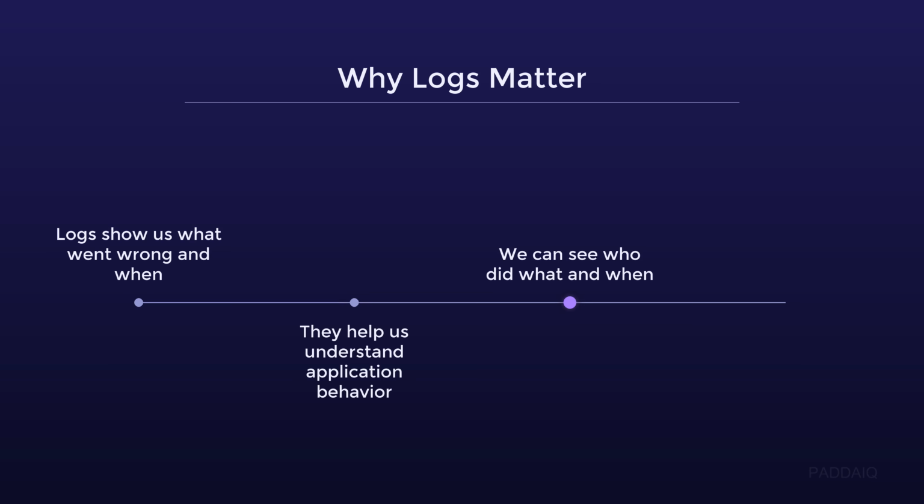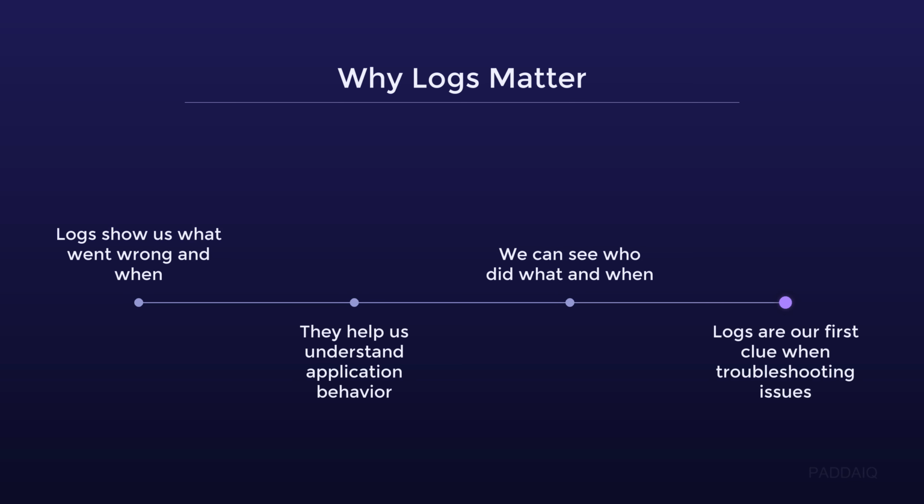We can see who did what and when. This means logs track user actions with exact timestamps. For example, if a developer changes an application setting, the log records their identity, the change made, and the precise time. This creates a reliable audit trail for accountability and troubleshooting.